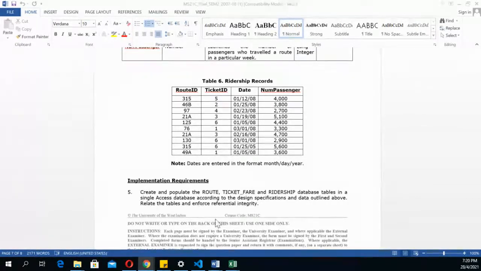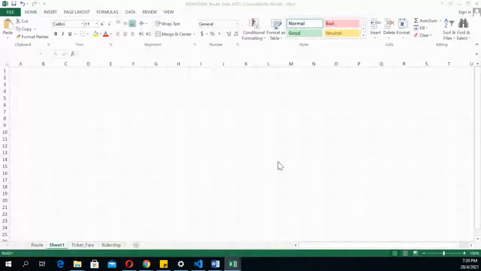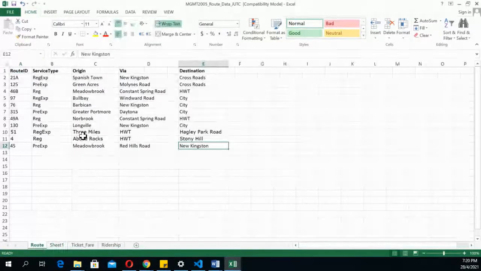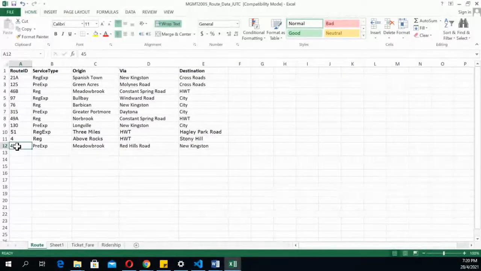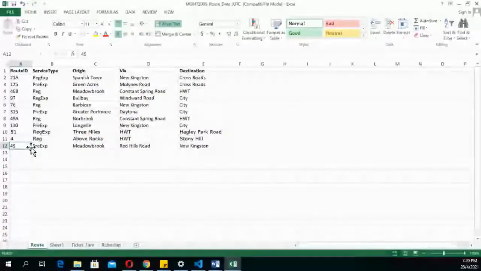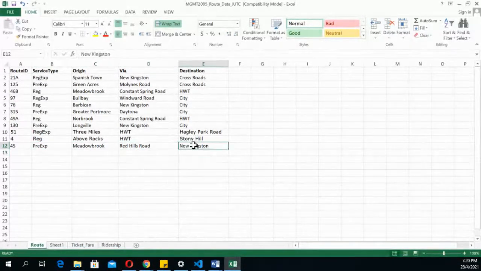Right, so let's look at that now. So this is the Excel file. So we have the route. I think I added this route to it, so you can do that. So open the Excel file and just add the route 45 to it, route ID 45, Premium Express, Meadowbrook, Red Hills Road, and the destination is New Kingston.